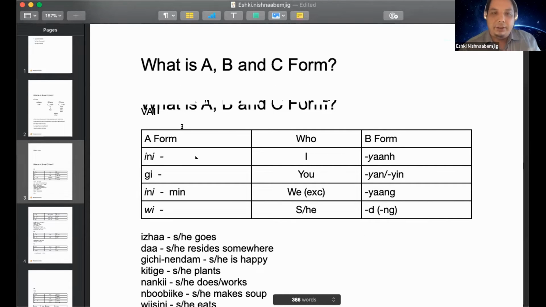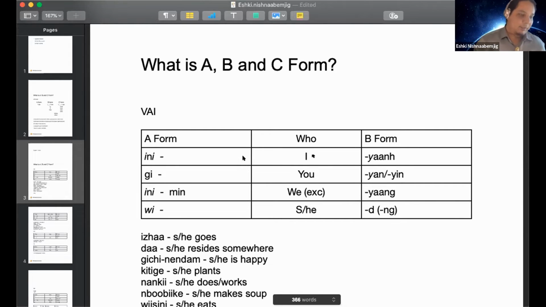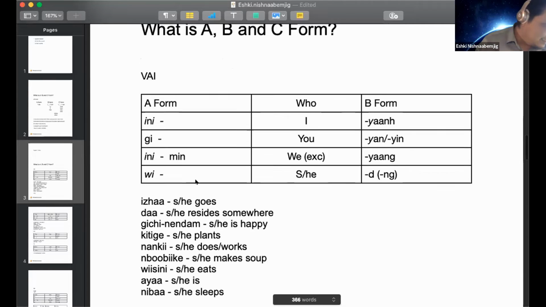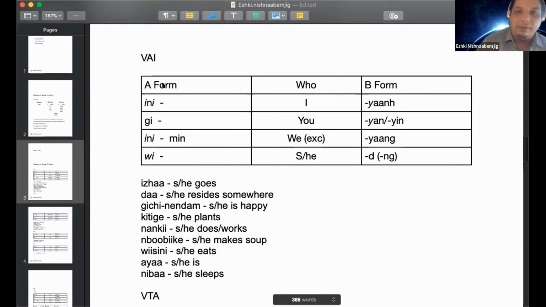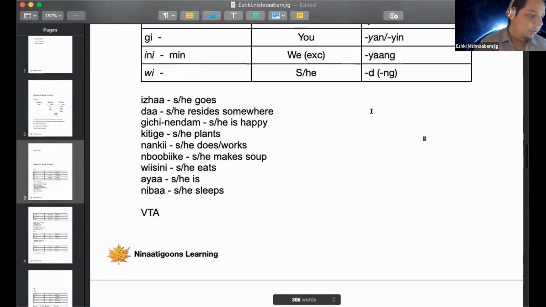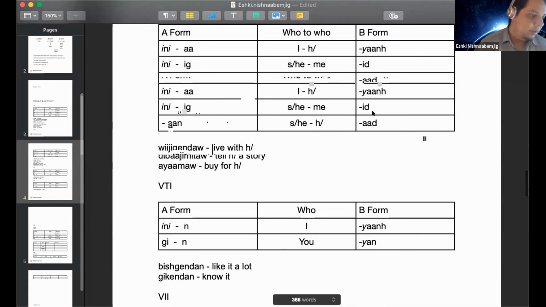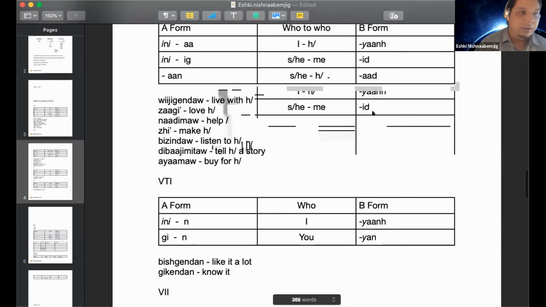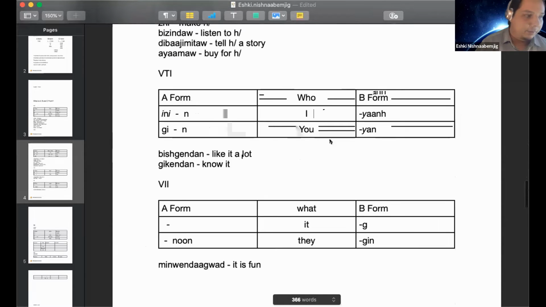So when you learn to conjugate, whatever class you're with, hopefully you're learning to conjugate. Don't tell me you're not. Please don't tell me you're not. Anyways, you will have to learn both A form and B form. Okay, each verb class has its own.